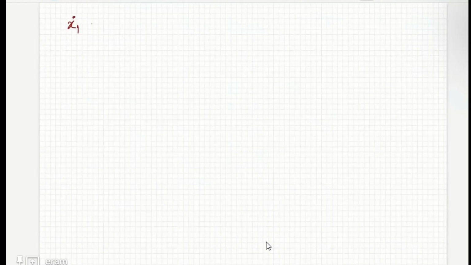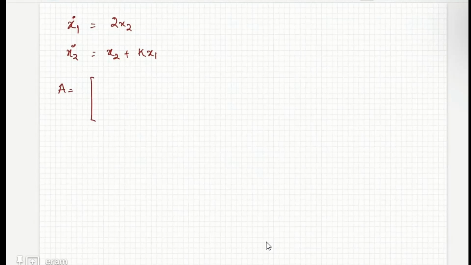Let's write it here. The system which is given to us is x1 dot is 2x2 and x2 dot is x2 plus k x1. Now for the system to be asymptotically stable, all the eigenvalues of the state matrix A should be on the left half plane strictly. Then the matrix A for this system is [0, 2; k, 1].